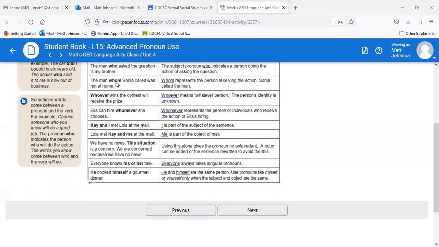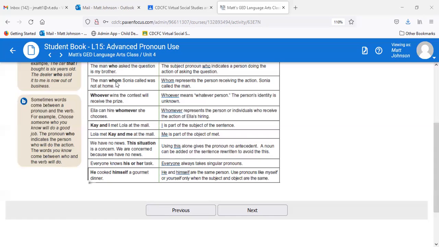Kay and I met Lola at the mall. I is part of the subject of the sentence. So that's often confused too. When do you use I and when do you use me? It's not written in stone, but most of the time, if it's falling at the beginning of a sentence, it's going to be I because it's the subject. Kay and I met Lola at the mall. And then the next one you see, it's the object pronoun. So it's Lola met Kay and me at the mall, because me is the object receiving the action.